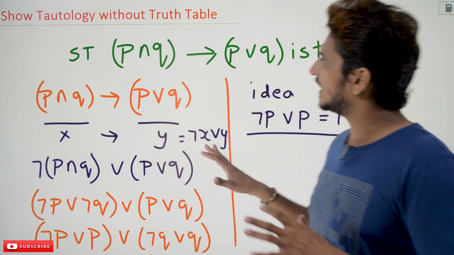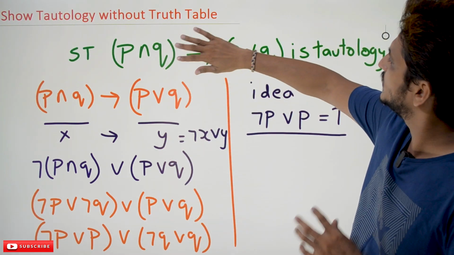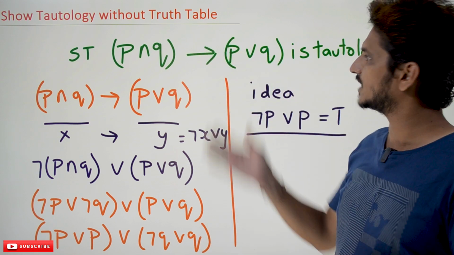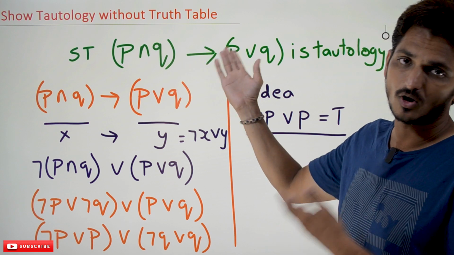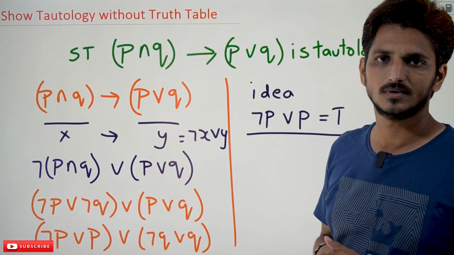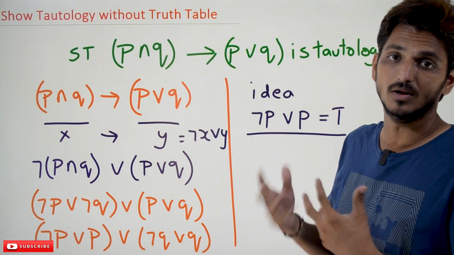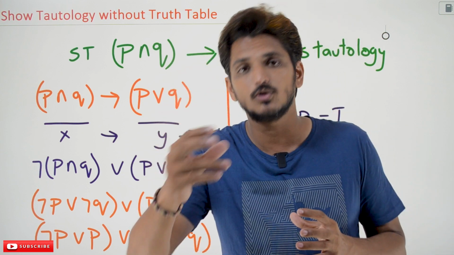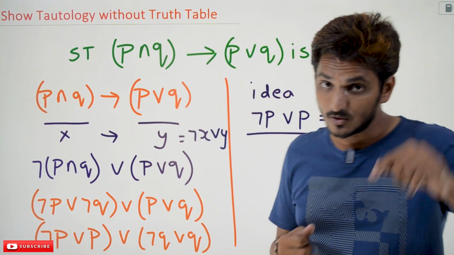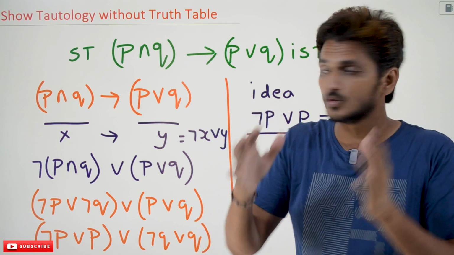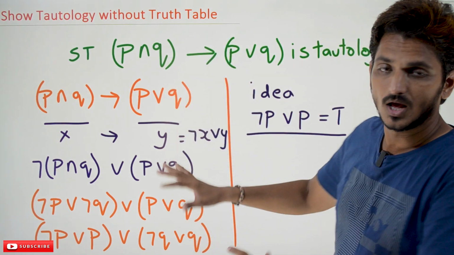So coming to today's class, this is the proposition which we need to show is a tautology. By using a truth table, it is very easy. Construct the table. If you get all truths in the end, you say it is a tautology. But without constructing the table, we need to show it by using the equivalence formulas which we discussed in our previous classes. And in our last class example, we slowly and clearly explained how to reduce the given proposition.